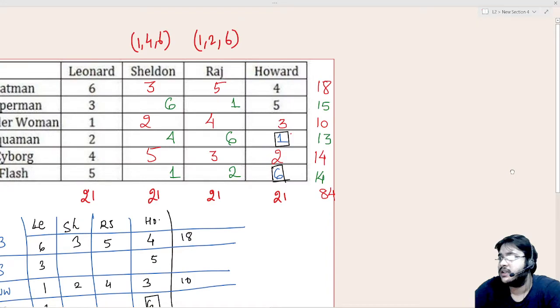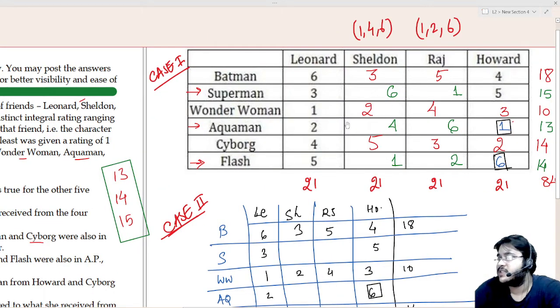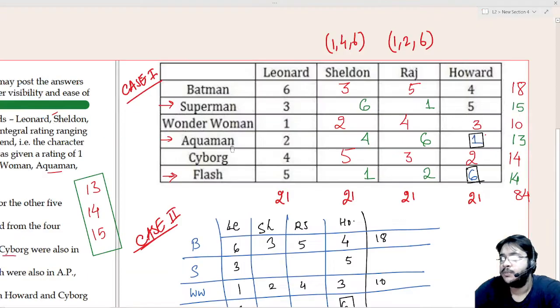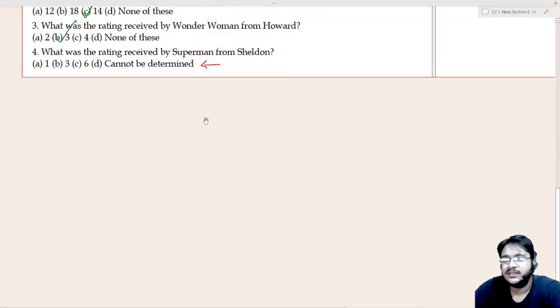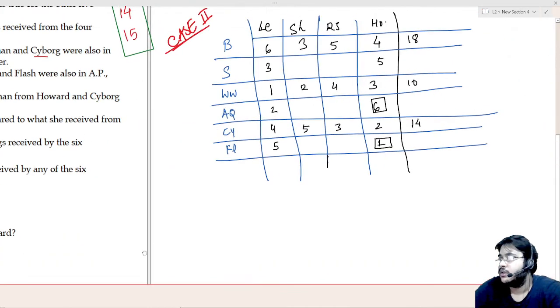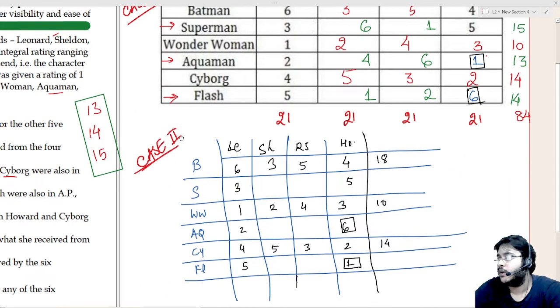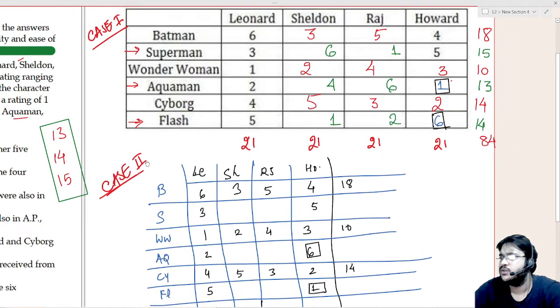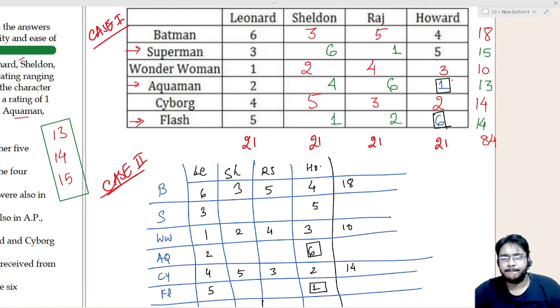Let's see what Superman has got. Superman has got 6 by Sheldon, and I am hoping there's a 6 over there. Yeah, so there is a 6, but I'm not too sure whether case 2 will satisfy that also. So I'd have to probably fill the next table also, and let's do that. Why not?